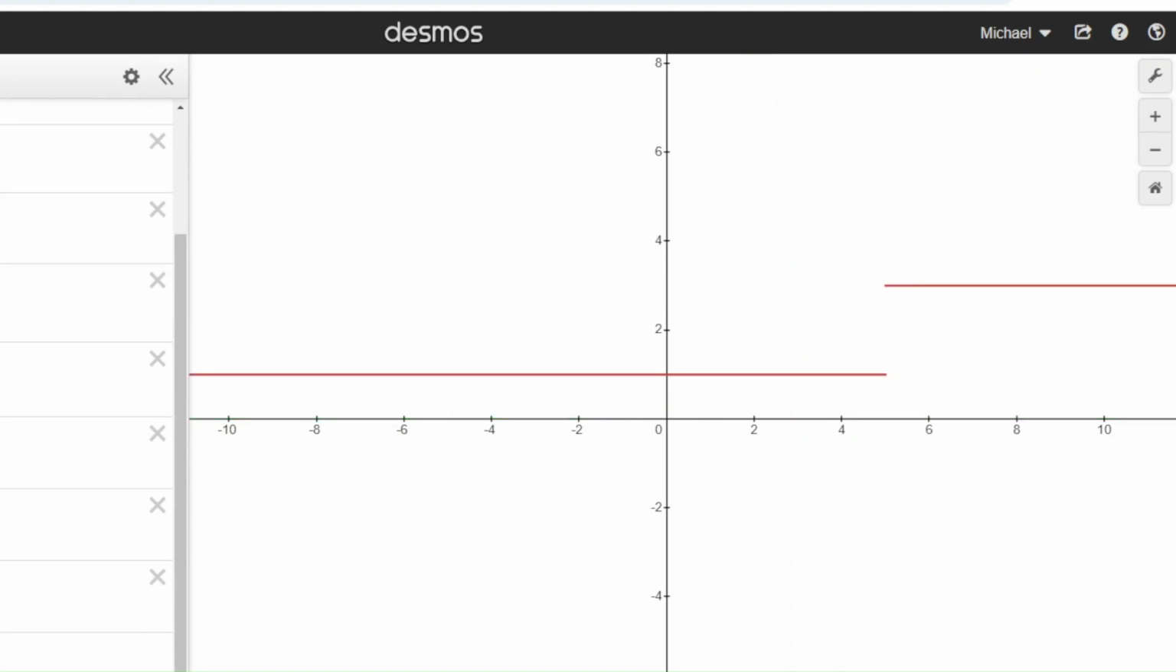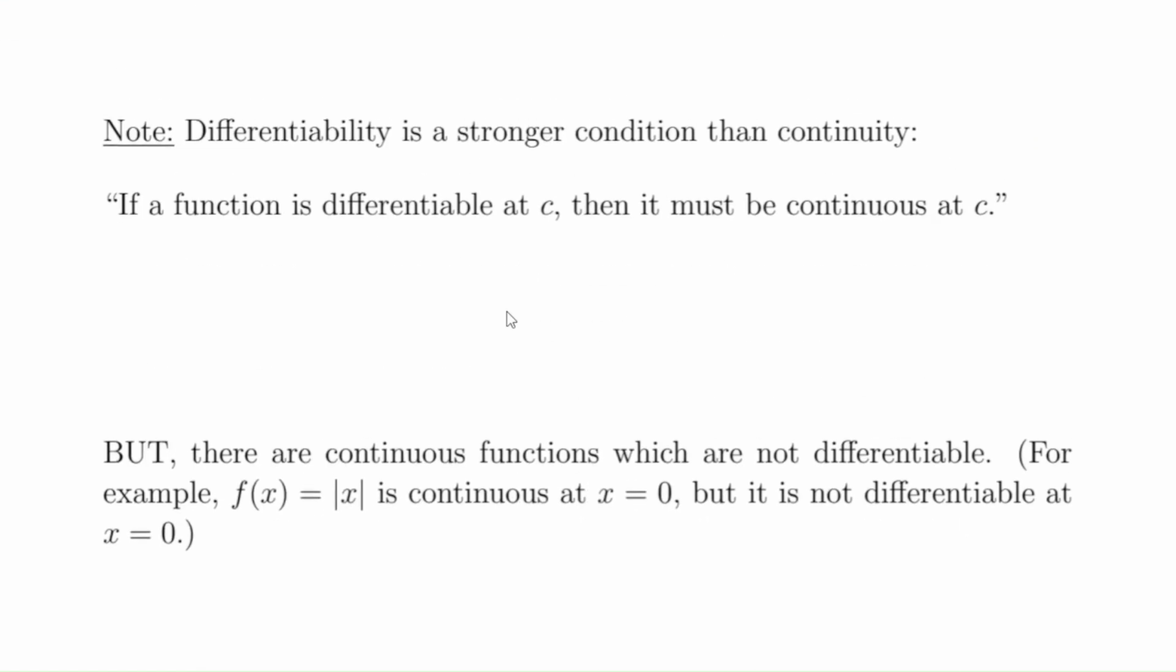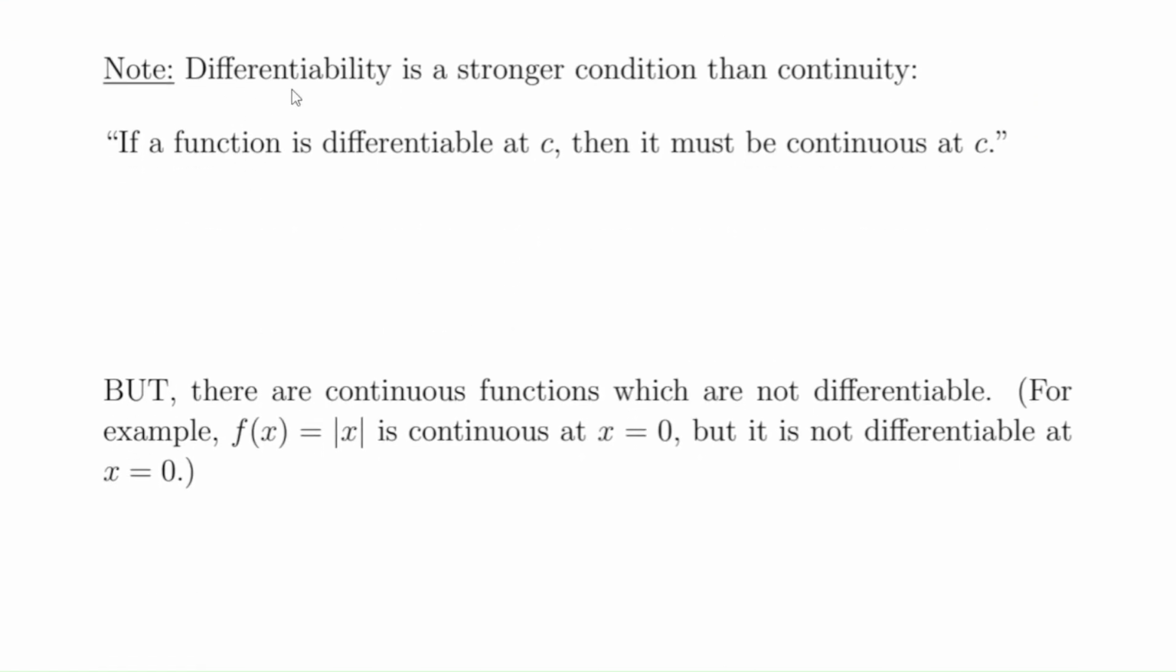And same thing with this last example. Here's a function that is not continuous at 5. So it's certainly not going to be differentiable at 5. Imagine trying to draw a tangent line to the graph at this point. That wouldn't even make sense. So this function is not differentiable. Now let's go back to our PDF. Note, differentiability is a stronger condition than continuity. If a function is differentiable at c, then it must be continuous at c. Or stated another way, if a function is not continuous at c, then it can't be differentiable at c.